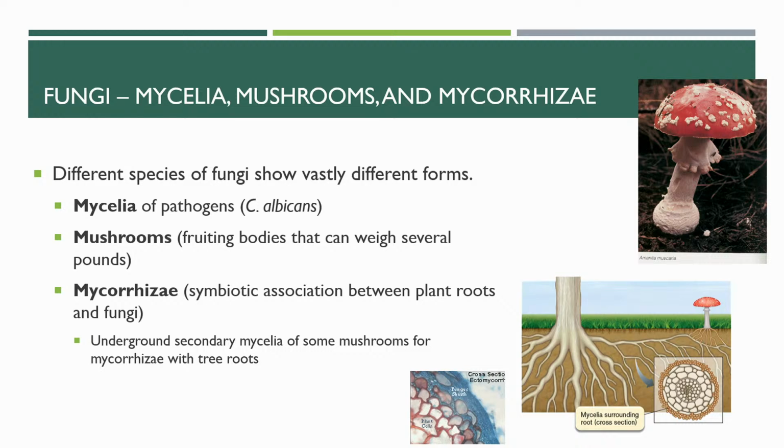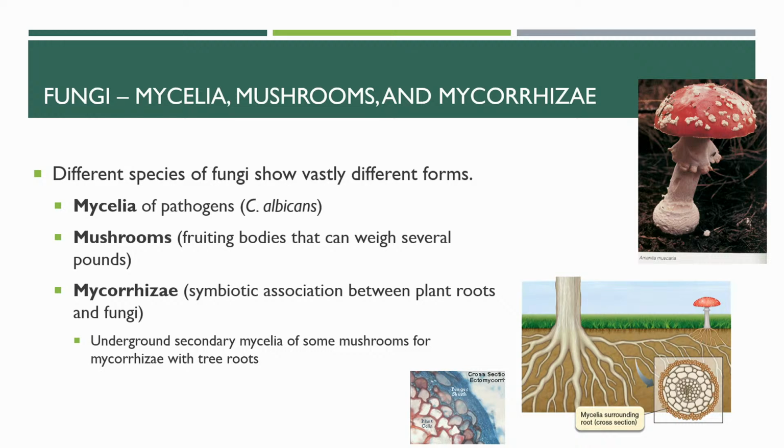They can look like the mycelia or the filaments that I just showed you. We also call those hyphae. They could look like fruiting bodies, mushrooms. They also could be in association with plants, and we call this one mycorrhizae. Myco means fungi or fungus. That's why the study of fungi is mycology. And rhiza means roots. So mycorrhiza is the symbiotic association between fungi and plant roots.